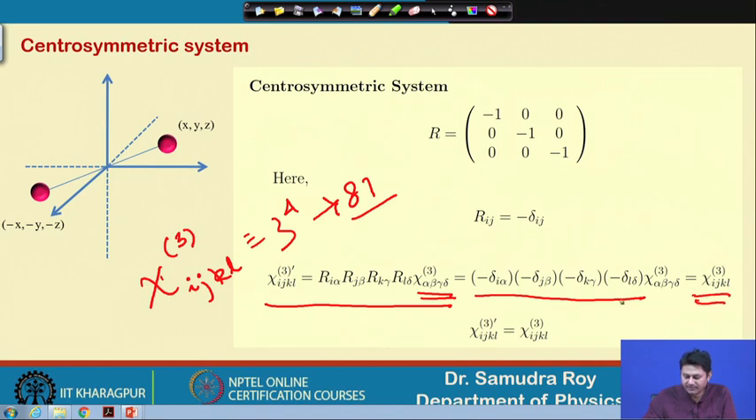and if I multiply, we will have the same element χ_ijkl, because this is a delta function. When alpha, beta, gamma, delta are the same, this quantity will be non-zero only when alpha equals i, and that means delta_i is nothing but minus 1. So, it should be minus 1, minus 1, minus 1, minus 1, and if I multiply all these 4 minus 1s, I will have a plus 1. So, I will have the same quantity after the symmetry operation. That means the second order susceptibility is 0, but the third order susceptibility is non-vanishing.